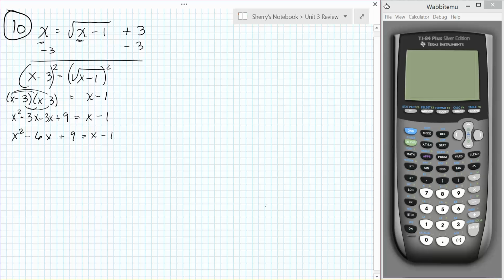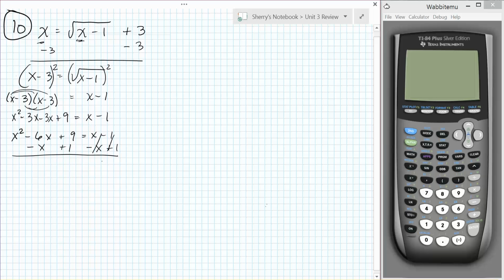Notice I still have an x squared in my equation, and I also have a plain x. Now, anytime that you have an x squared and an x in the problem, you want to start thinking about using the quadratic formula or factoring in order to solve. Either way, we need to make sure that one side of the equation is equal to 0. I'm going to move everything over to the left side. There's an x, so I'm going to subtract x from each side. There's a minus 1, so I'm going to add 1 to each side.